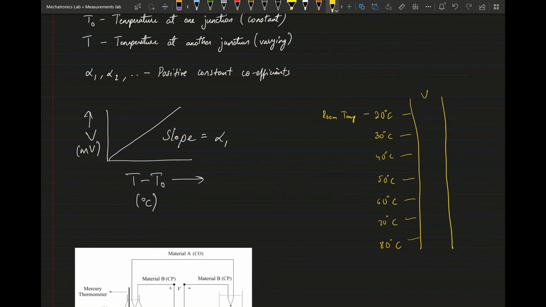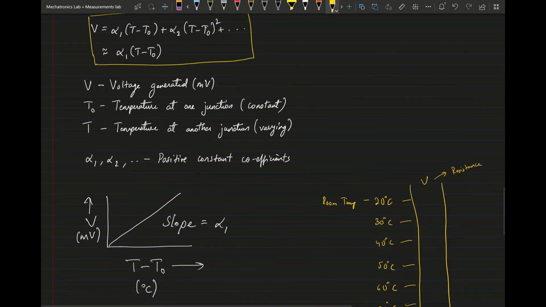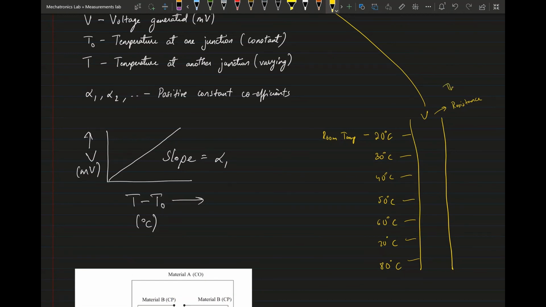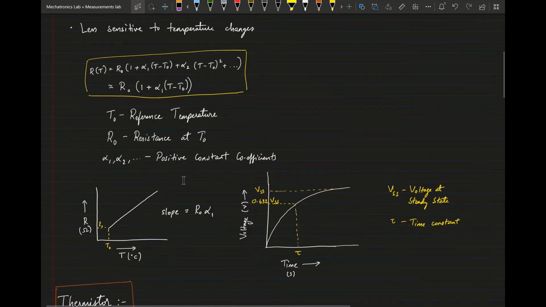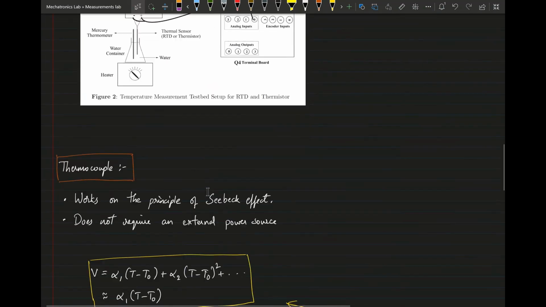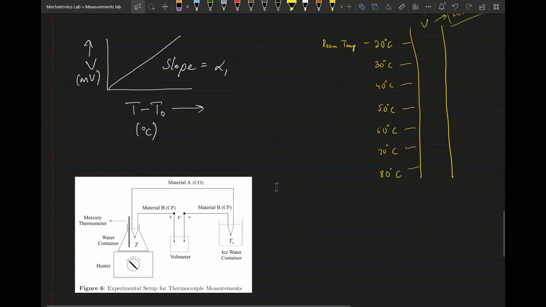Using this voltage we can directly get the alpha 1 for the thermocouple, but for the thermistor and RTD we need to find the resistance, and once you find the resistance you can plug it into these equations and get the alpha 1 and beta coefficients. So that's all for the lecture.